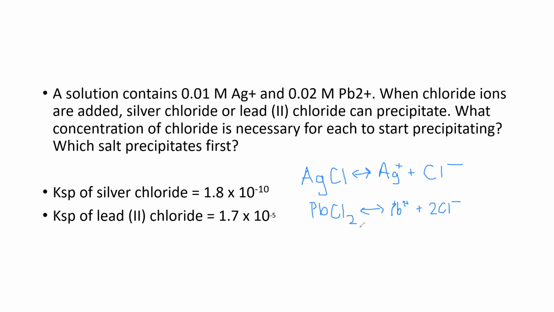So when we look at the solubility product expression here, it's going to be the concentration of lead times the concentration of chloride, but we're going to square that chloride concentration because now we've got a coefficient of 2. But in each case, we've got the KSP already. We've got the concentration of those metal ions, one of them being silver. So we can use that information to then just solve for the chloride ion concentration, figure out what concentration that has to get to in order for these precipitates to start forming.